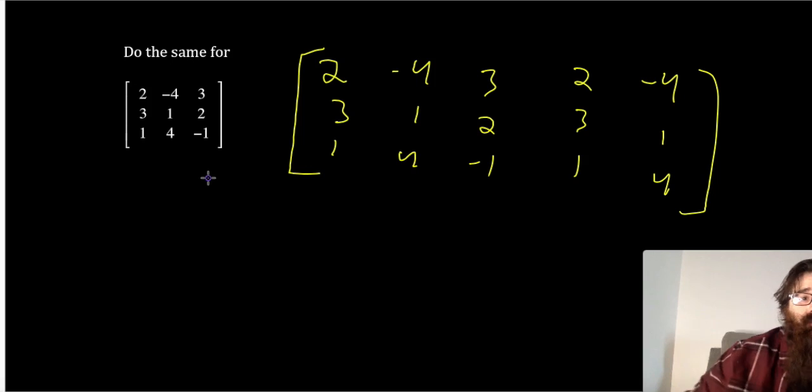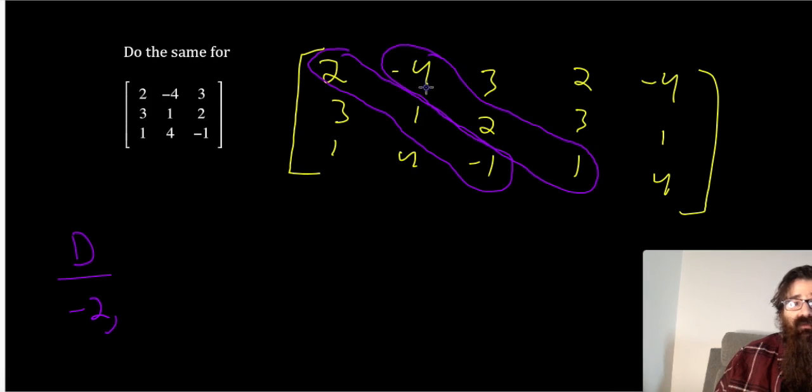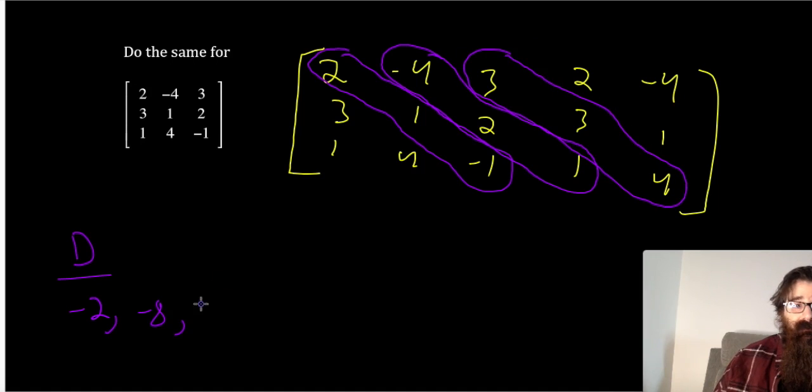Let's get those downward products. So start at the upper left. Remember the word search. 2 times 1 times -1 gives me -2. Keep going, finding more diagonal products downward. -4 times 2 times 1 is going to give me -8. We can do one more of those. 3 times 3 times 4. 9 times 4 gives me 36.